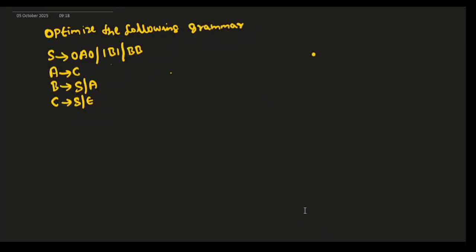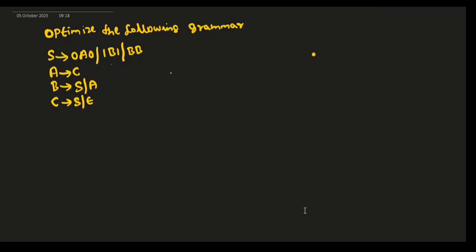So welcome back. In today's video lecture, we are going to learn how to optimize a grammar. So what is meant by optimizing? In this case, simplification of context-free grammar has been given a new name, called optimization.